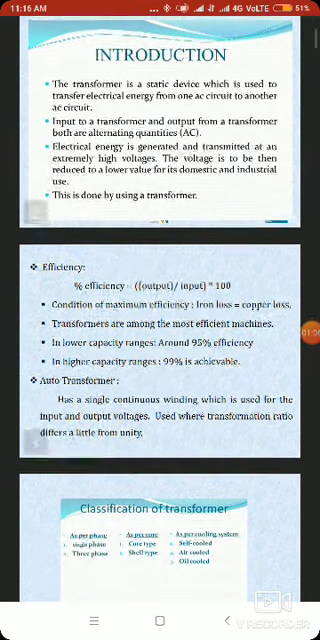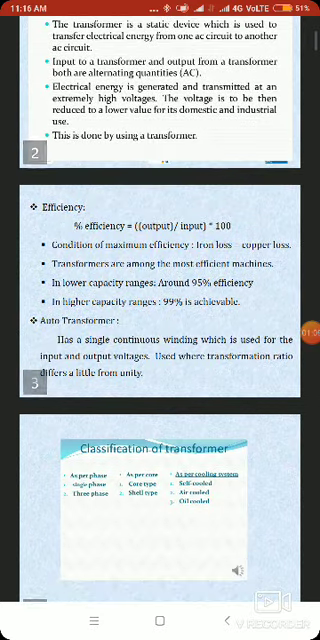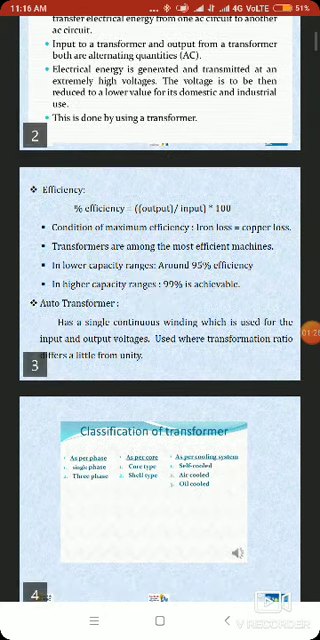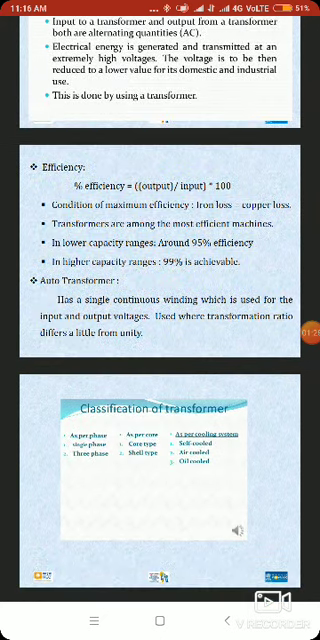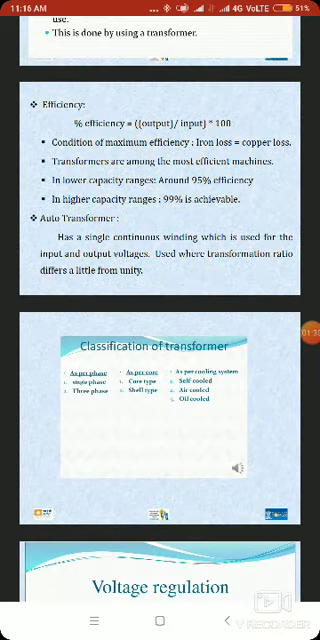Efficiency is basically output over input, and as we know, the condition for maximum efficiency of a transformer is when iron loss is equal to copper loss. Transformers are the most efficient machines. In lower capacity it is around 95%, but for higher capacity it is 99%. And these are the transformers.